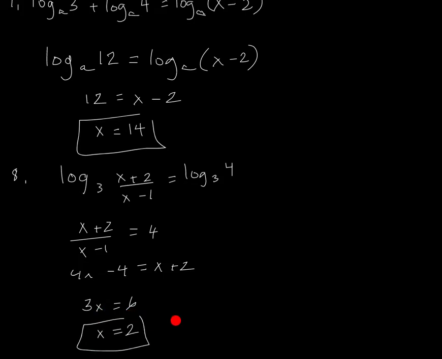Hey, how'd you guys do? Did you get those 2? 14. Oh, you already got the next one. Okay, you go, Claire. You're ahead of me. All right, number 9. 9 is 3 log c of x equals log c of 27.